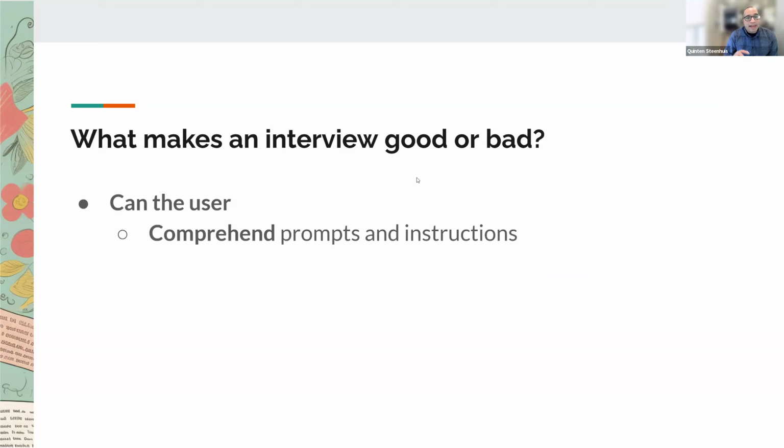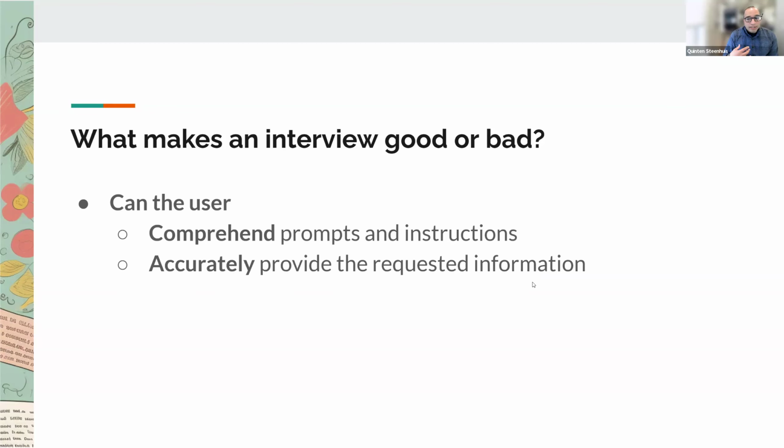We want to know, can they understand the prompts and other instructions? There's text in your interview. Can they actually make use of that, right? Can they understand it? Given the constraints of the form that they're working with, can they accurately provide the information that the form expects them to provide? Do they have the ability to provide a complete response, not just accurate, covering everything they need to say? You make that easy for them.